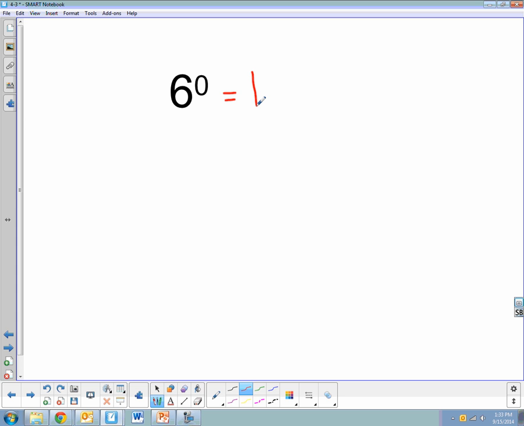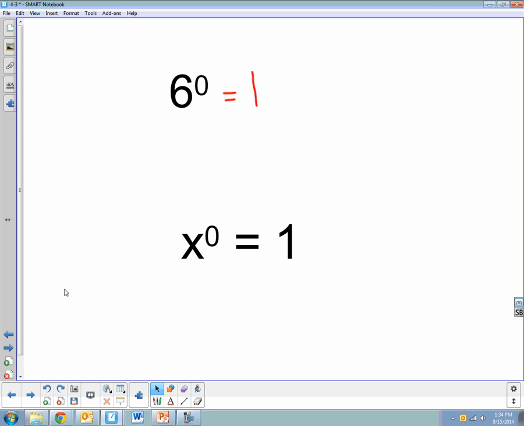Anything to the 0 power is 1. It's always 1. Doesn't matter how big the number is. 500 billion to the 0 power is 1. 11 billion, which is Miss Greenfield's favorite number, to the 0 power is 1. And so if you will write this down, please, x to the 0 power equals 1. Any number to the 0 power will always be 1.